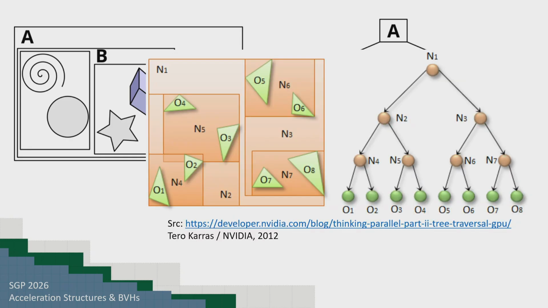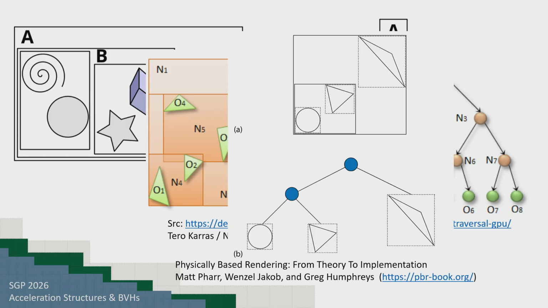I got served something from NVIDIA. This is a series of articles by Tero Karras, one of the people who has been doing a lot of research into this kind of stuff in ray tracing. So this is kind of nice. They switched to a more classical object for us, triangles. The Physically Based Rendering book also popped up. They also have an illustration, this one, and they have a chapter on bounding volume hierarchies.